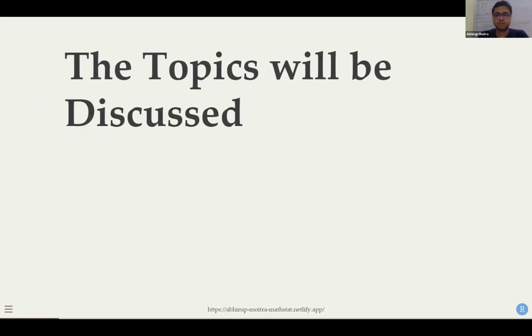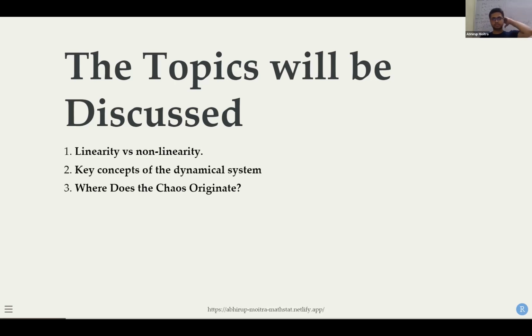So we'll cover all the key concepts from the domain, starting with the origins of how and why we get nonlinear phenomena. I will talk about linearity versus nonlinearity, and the key concepts of dynamical systems. Whenever you study any particular topic or subject, there is always a motivation: where do these things originate, why do they exist, and who invented or discovered them. So, where does the chaos originate?